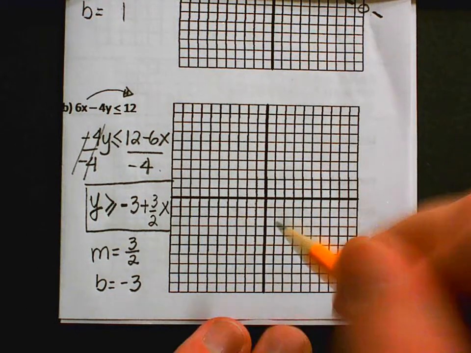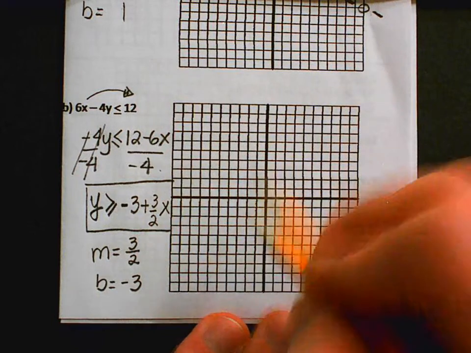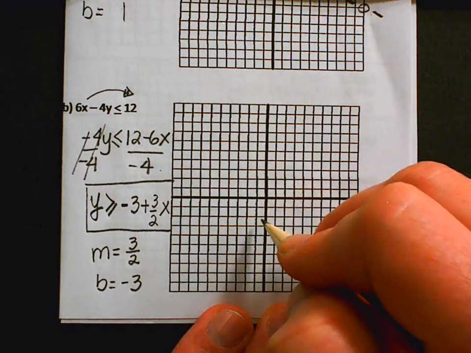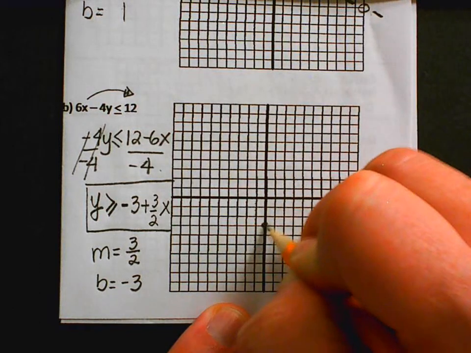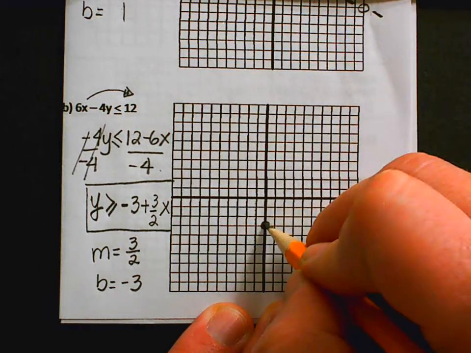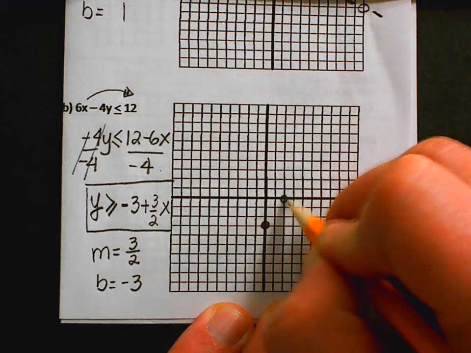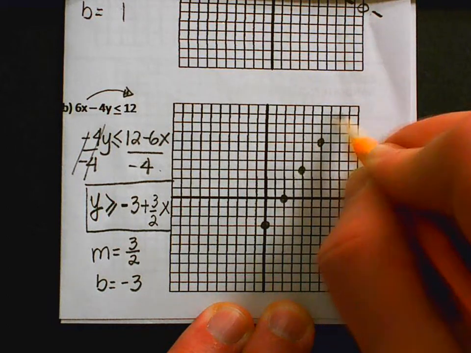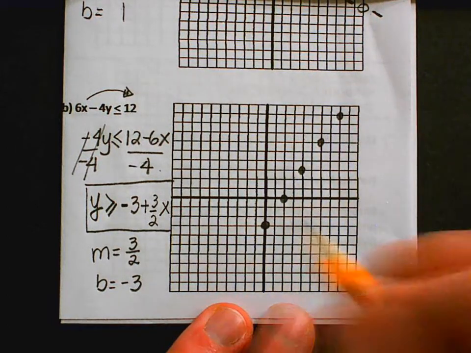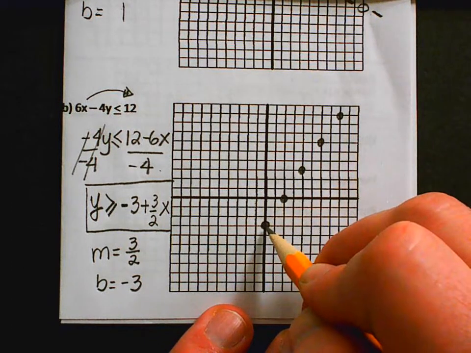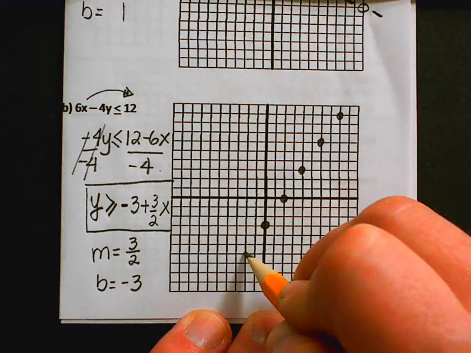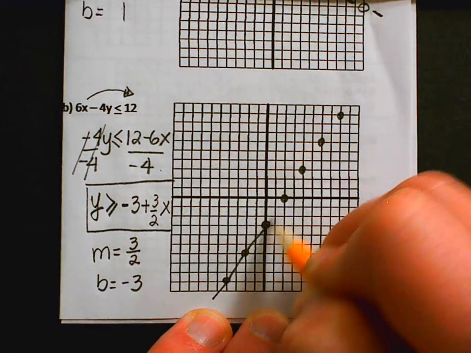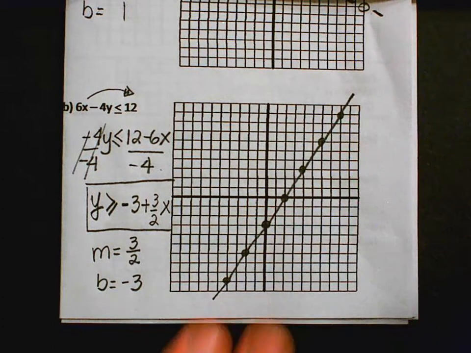With that, I'm going to go to the graph, and because I have this symbol, I'm going to use solid points as well as a solid line. I'm going to start at -3, and from there I'm going to go up 3/2, up 3/2, up 3/2, up 3/2. Once I've done the right side, I go back to the starting point and go down 3/2, down 3/2, and there is my line.